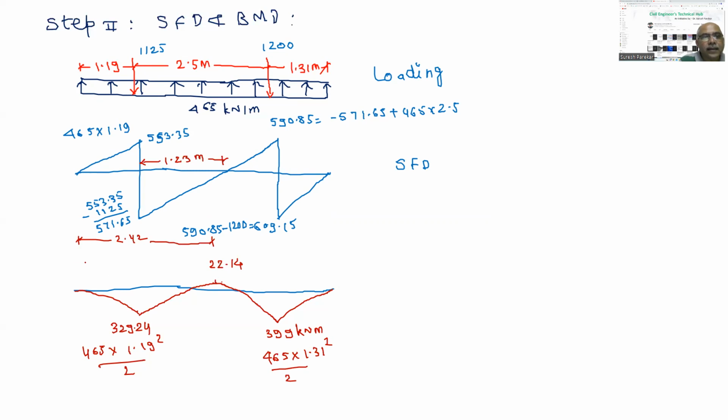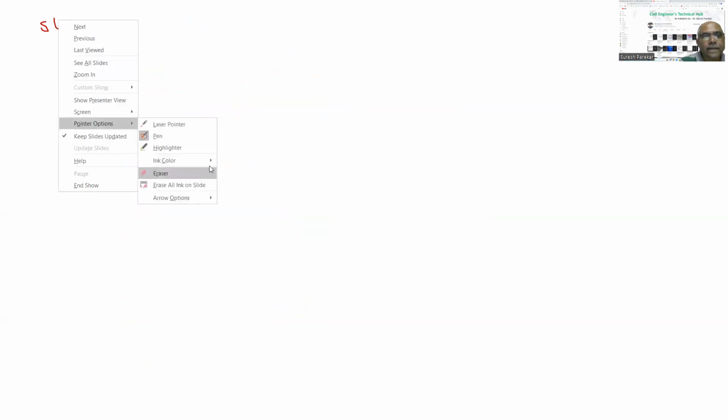That is 465 into 2.42 square by 2 minus 1125 into 1.23. And this is our bending moment diagram. So now once we know this diagram, we have to find depth for bending moment. So we have step 3, depth from bending moment.